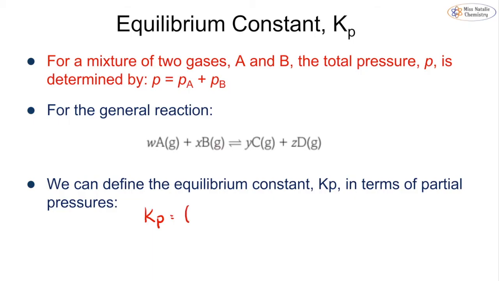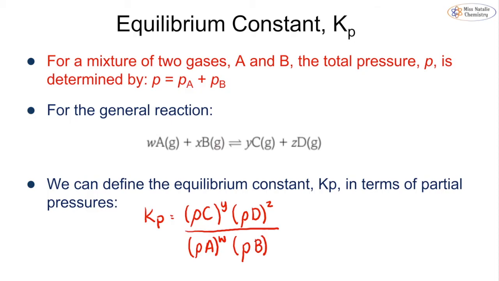So in this case, we're going to write round brackets, P and then C, so the pressure of C to the power of y, times the pressure of D to the power of z, over the pressure of A to the power of w, times the pressure of B to the power x. So our coefficients are still being used as our indices. Our reactants and our products are still being used in the same way, where the products are at the top and the reactants are at the bottom.